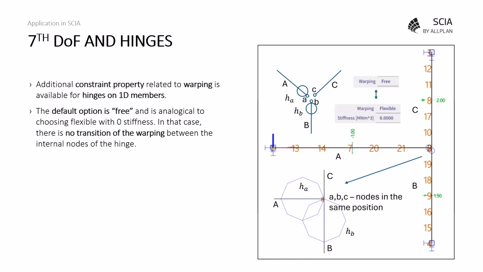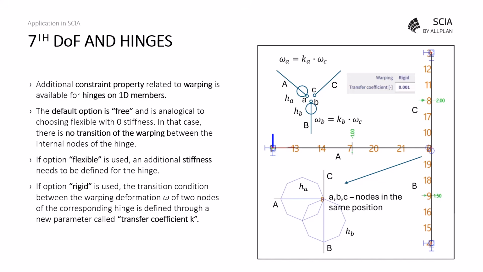So for example, if you look at this column connected to the beam, in beam A, if you have a hinge where we say that warping is free, it will not translate, it will not take the warping which would have developed in the column in that case. And of course, we have the option flexible, for which we'll have an additional parameter, which is the stiffness that we need to define in that case.